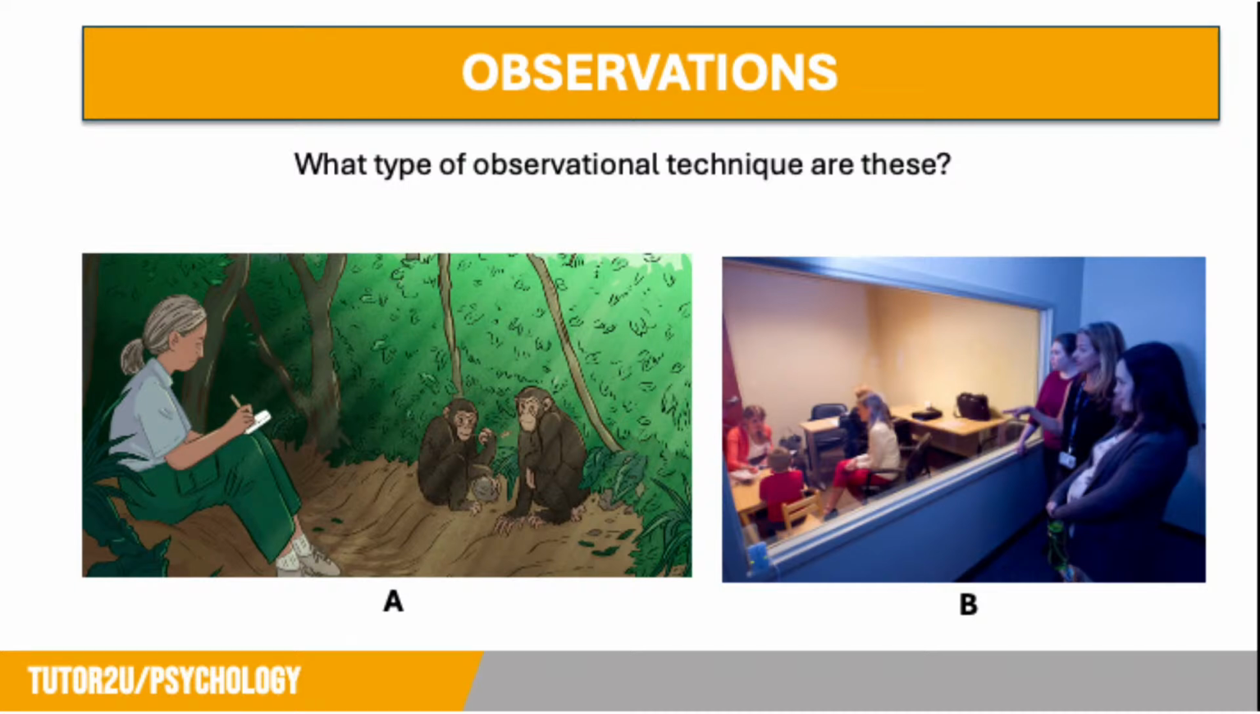Okay guys, so we're going to have a look at some observations now. So we're moving on from experiments. Everything you've just done with Laura, you can park for a little bit. Now, what you're going to see here, nice and easy, is some images on the screen. All I want you to tell me is what type of observational technique these are. So tell me what type it is and what makes you think that. Why are you saying it's that observational technique? So we've got A and B, so two different types here.